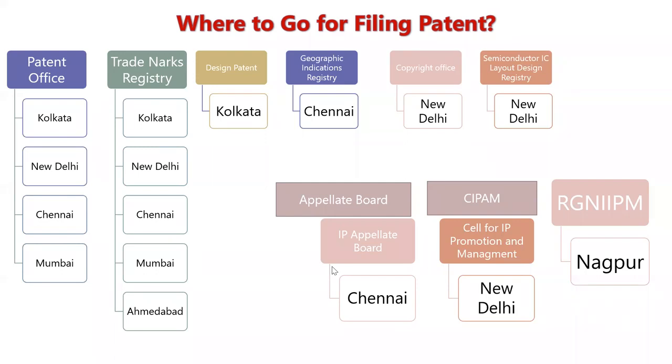So two options are there. Either you can file online or you can file offline also. You can file directly. If suppose you know how to write the forms, how to fill the forms, you can directly apply, or you can apply through the attorney.